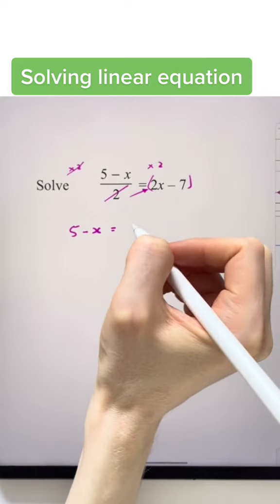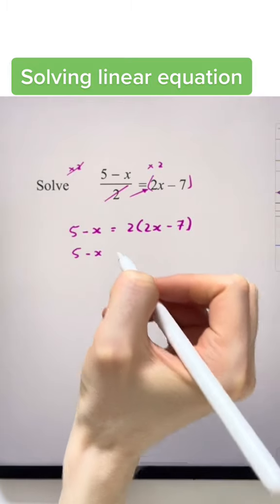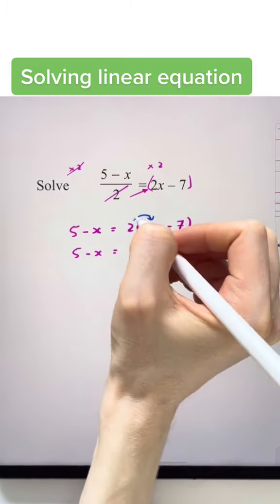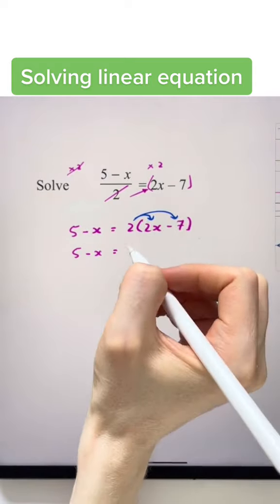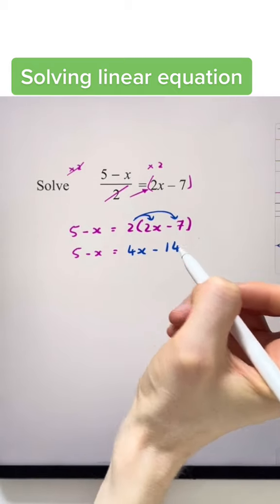On the right hand side, I've got a single bracket, 2, and in brackets 2x minus 7. Expand the single bracket on the right hand side of my equation. I know whatever's directly outside, I'm going to multiply by each term directly inside. 2 times 2x will give us 4x, and 2 times negative 7 will give us negative 14.